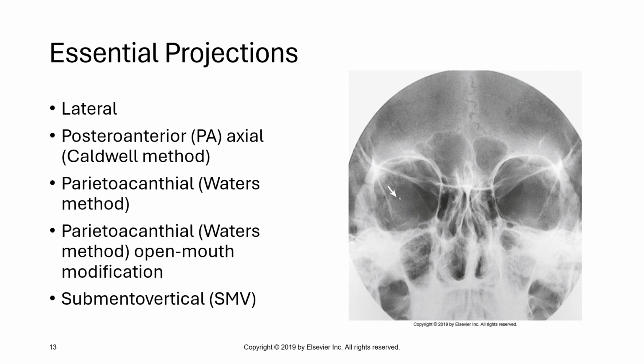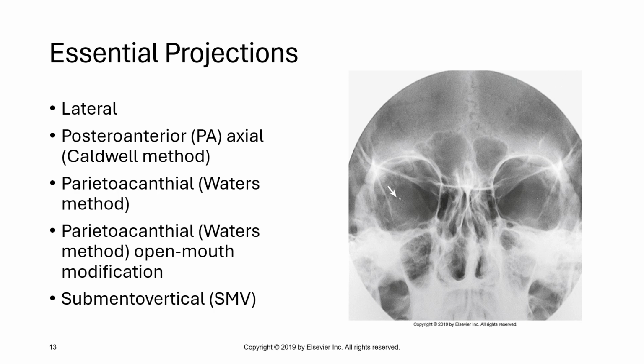So this is a Waters projection. Your essential projections for the sinuses are lateral. You're going to see all 4 sinuses on a lateral. Caldwell projection is going to show off the frontal sinuses and the ethmoid sinuses. Parietoacanthial Waters projection is going to best demonstrate your maxillary sinuses. Open mouth modification of the Waters is going to demonstrate the sphenoid sinus very well. And then submentovertex projection is going to demonstrate, again, all 4 sinuses.